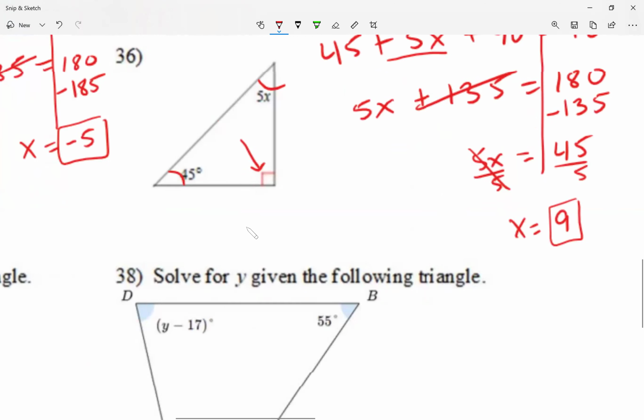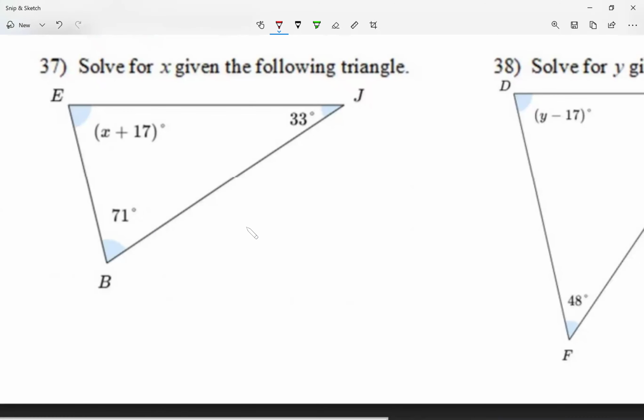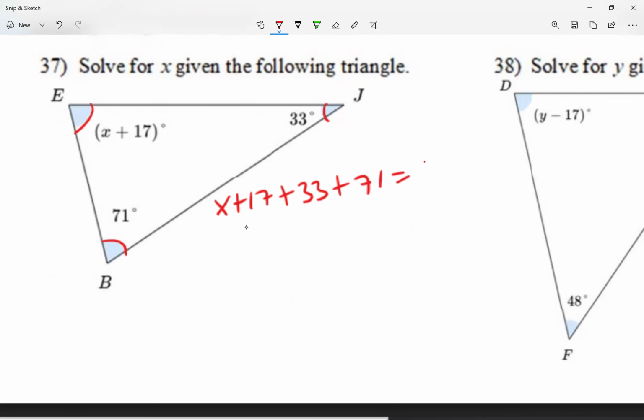Now let's take a look at number 37. Solve for x given the following triangle. I know that I'm going to add all of my angles. So the three angles, I'm going to add everything. X plus 17, that's the first angle, plus 33, that's the second angle, plus 71, that's the third angle. It is equal to 180. Remember, the three angles of a triangle equals 180.